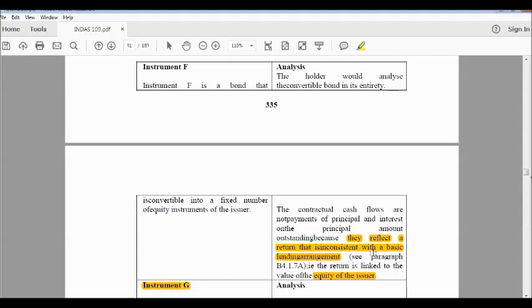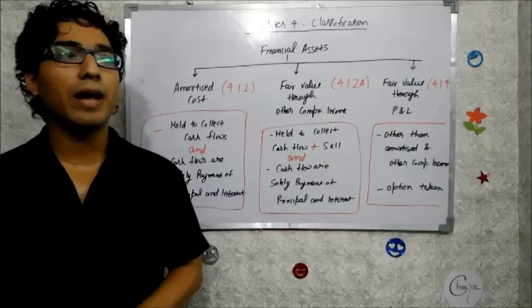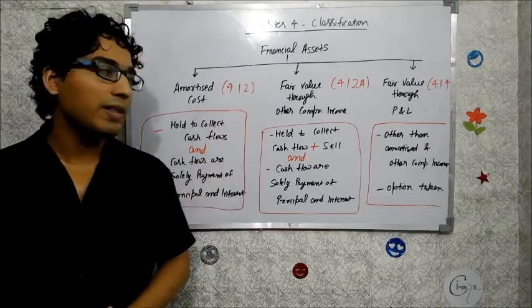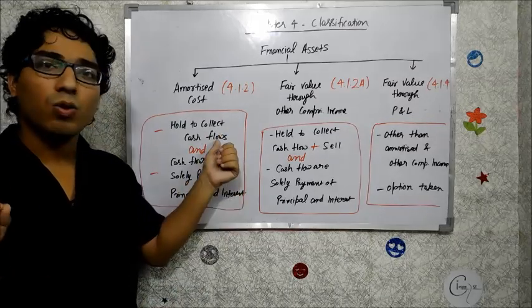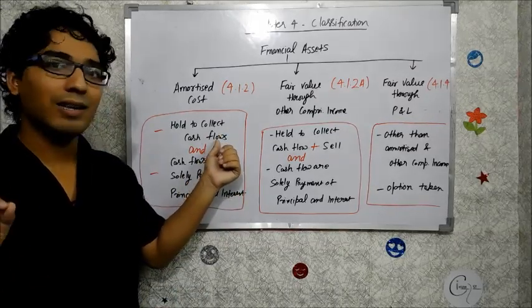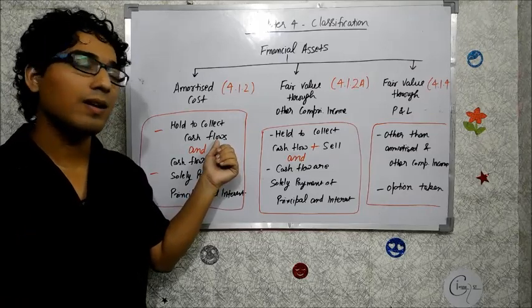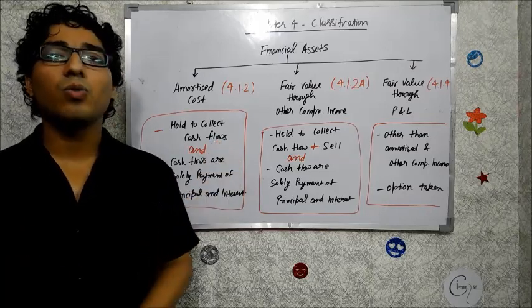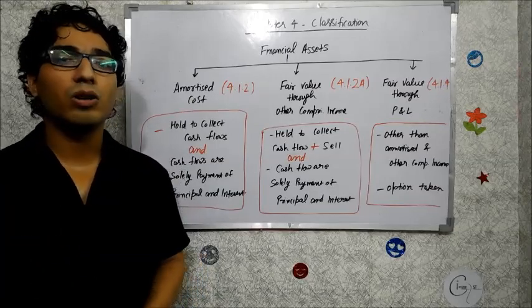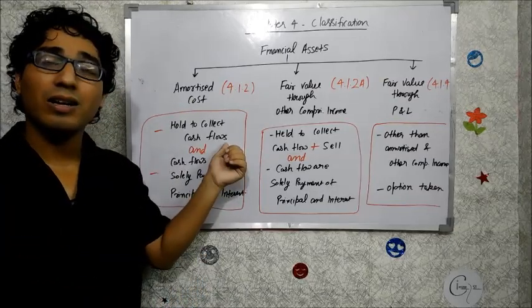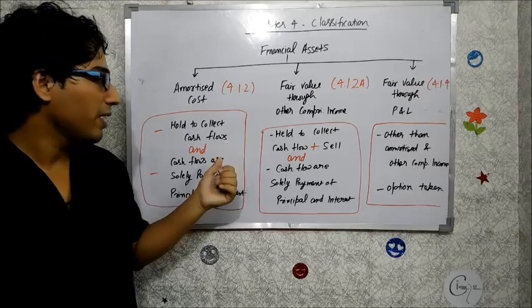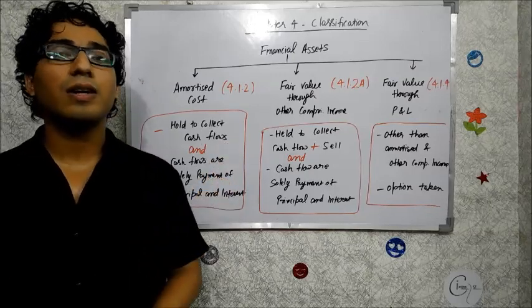So in those two cases we can say those cash flows are not solely payment of interest and principal, and in those cases your financial asset cannot be categorized into amortized cost. So remember the two conditions: you hold the financial asset in order to collect the contractual cash flows, and we have seen examples of when you can say that you are holding the financial asset in order to collect the contractual cash flows, and also the cash flows should be solely payment of interest and principal.